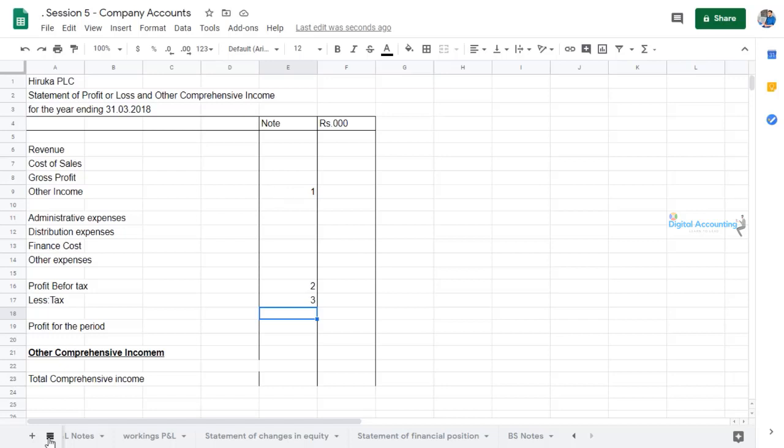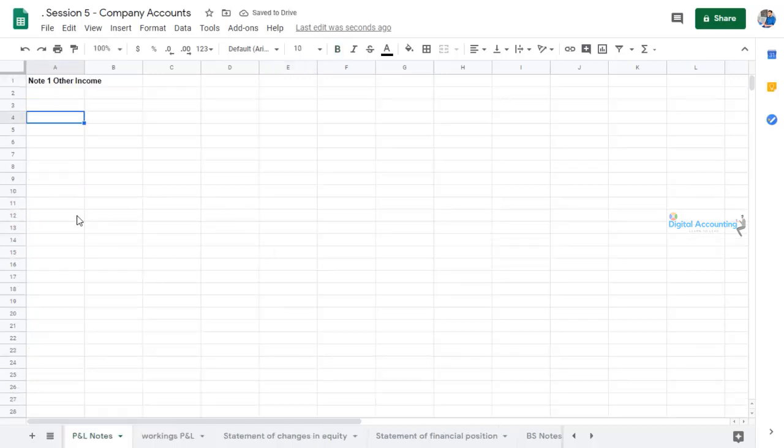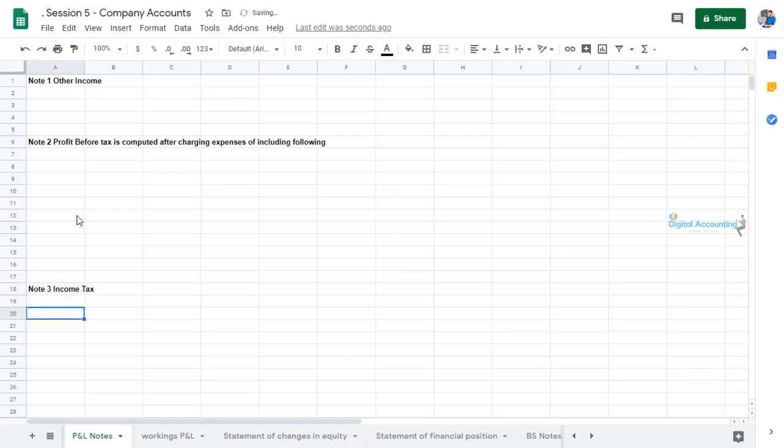So these are the 3 notes for the statement of profit or loss and other comprehensive income. Then we will draft the notes. Note 1 is other income. Then you can leave 2-3 lines. And note 2, profit before tax is computed after charging expenses included in the following. So you need to leave at least 10 lines here. And note 3 for income tax. For the income tax note, the format is always provision of tax for the current year, under or over provision for last year. If we have under provision, we will add that one. If we have over provision, we will reduce that one.